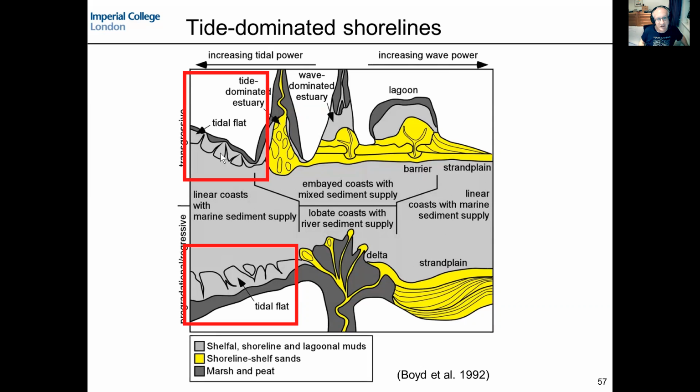Tidal flats occur in both transgressive and regressive settings. Estuaries tend to occur in transgressive settings. They're commonly drowned river valleys. We'll talk about those a bit more in a later session.